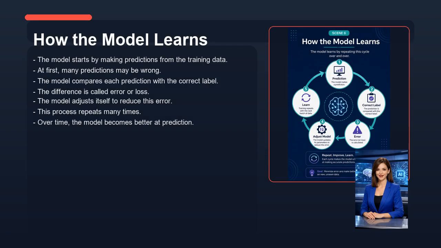Now let's look at how the model learns. The model starts by making predictions from the training data. At first, many predictions may be wrong. The model compares each prediction with the correct label. The difference is called error or loss. The model adjusts itself to reduce this error. This process repeats many times. Over time, the model becomes better at prediction.